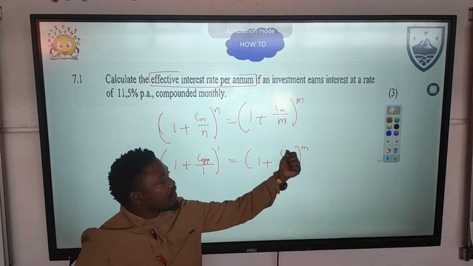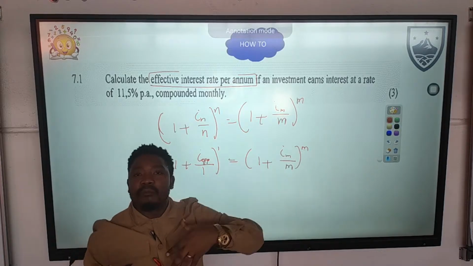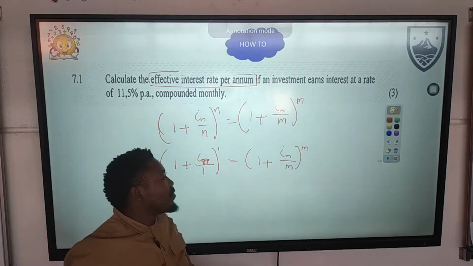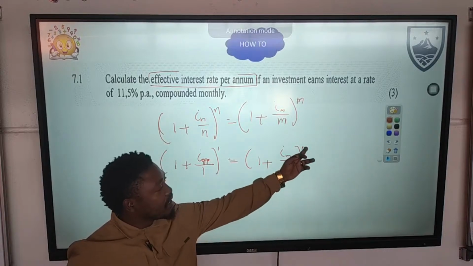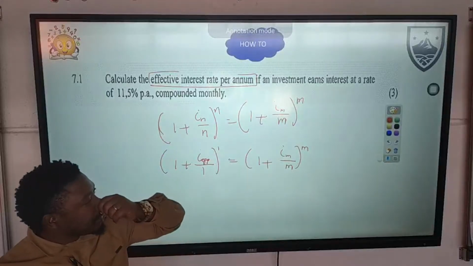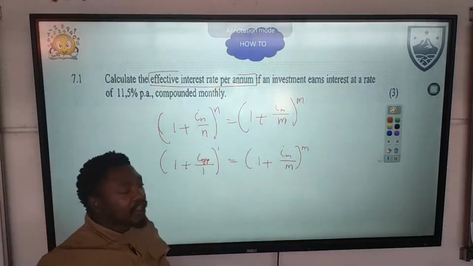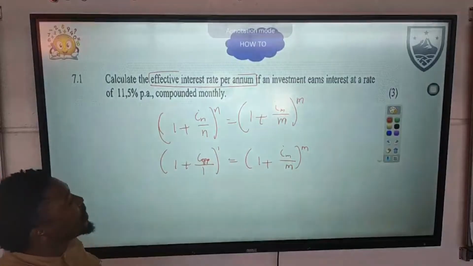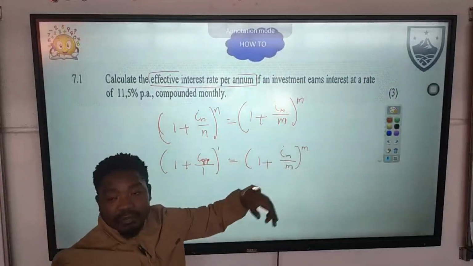But they need to tell you if the interest has been compounded monthly or semi-annual. If it's semi-annual, it's going to be 2, then this will be 2. If it's monthly, it's 12. If it's quarterly, then you know how many quarters in a year? We have 4 of them. So this will be divided by 4 to the power of 4.